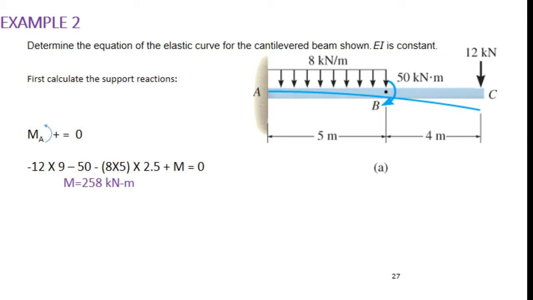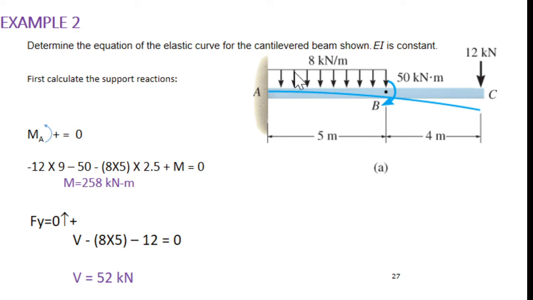Then make summation of Fy and you will get the vertical reaction here, it is 52 kilonewton. After calculating these reactions, we have to write one moment expression at the end section of the beam. We always consider x from the left side, so this is the end section. We have to write one moment expression.